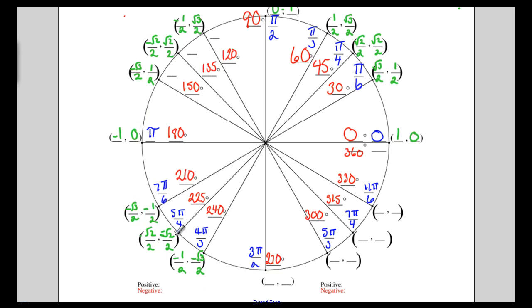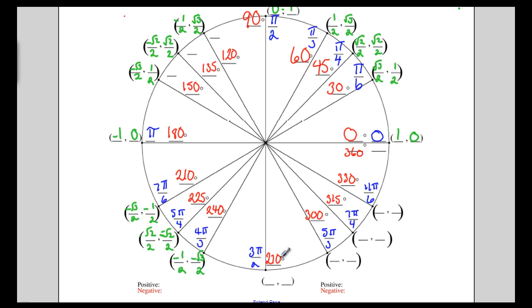So if you were very quickly asked what the value of the sine of 4 pi over 3 is, your answer is negative root 3 over 2. If you were asked what the cos of 150 degrees is, your answer is negative root 3 over 2. You can just pull the values off. Cos, sine, cos, sine, cos, sine, all the way through.